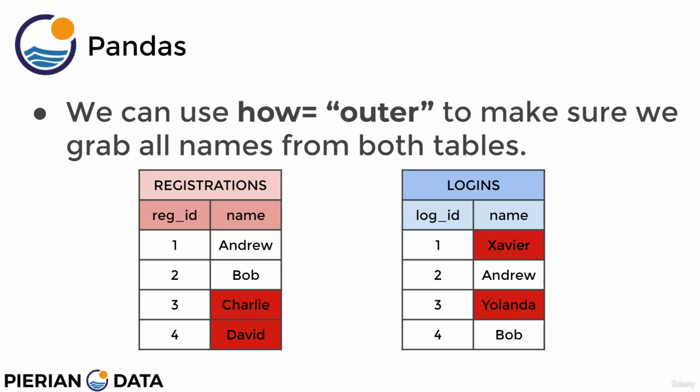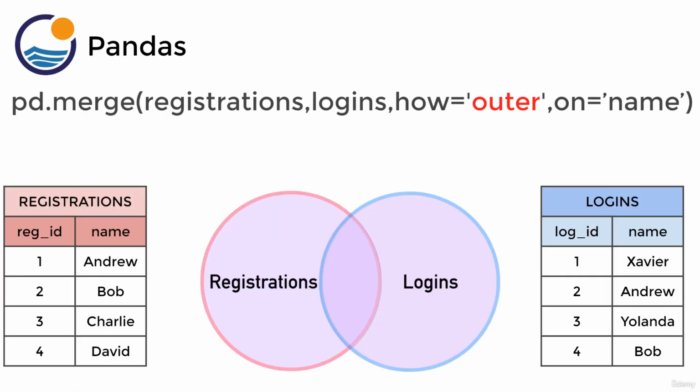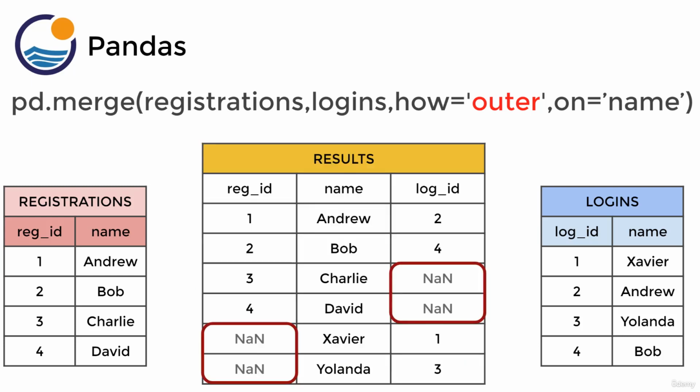just grabbing everything. So this is often displayed as a Venn diagram where everything is filled. You're going to get all the names in the registrations table, all the names in the logins table, which means you'll get both where they match and where they don't match. So your final results will look like this.